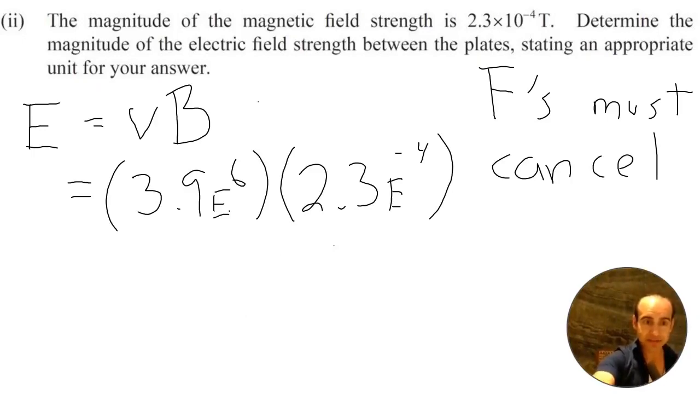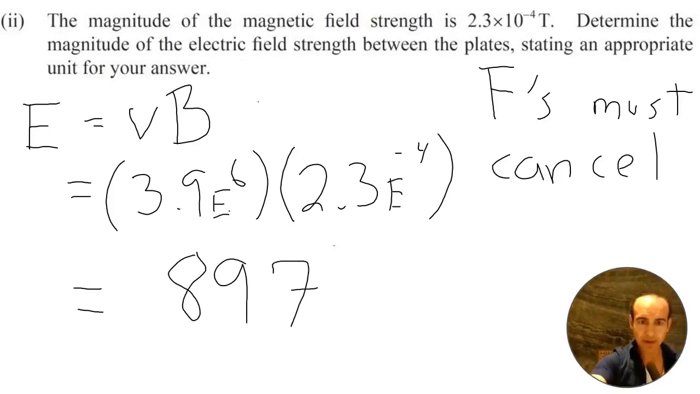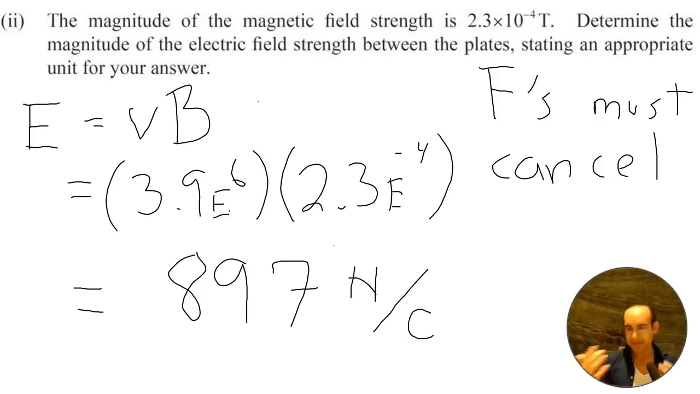Okay, and if you stick this into your calculator, you should get something around 897. And the units for an electric field is usually newtons per coulomb. I don't see why that would not be the case here. Some of you might be thinking, I think volts per meter is another possible unit, but we don't necessarily need that here. So just about 900 newtons per coulomb would have to be the strength of the electric field. Any questions there? All right, good.